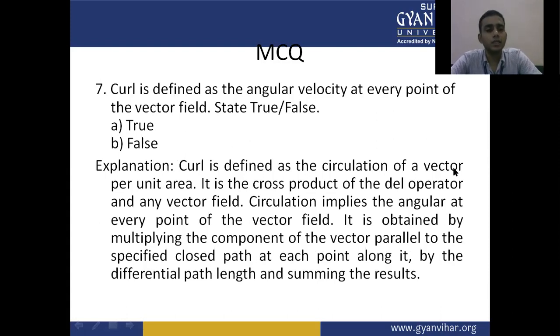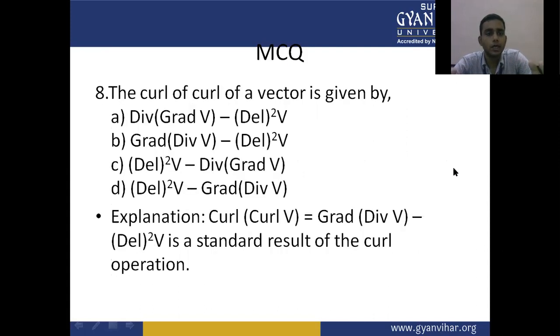Next question: the curl is defined as the angular velocity at every point of the vector field, true or false? The curl of a vector is given by one of the four options. The explanation is that the curl of the curl of vector V equals the gradient of the divergence of V minus del square V, which is the standard result of the curl operation.